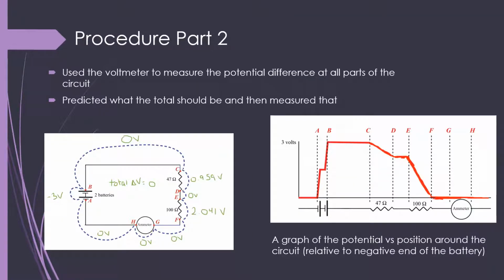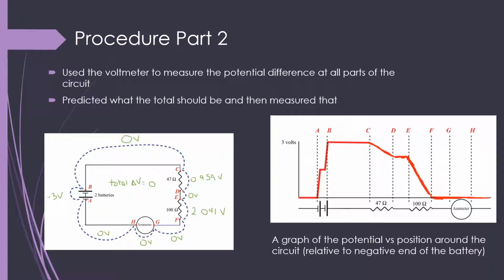The next part of the procedure involved using the voltmeter to measure the potential difference across all different parts of the circuit. Everything except the two resistors and across the batteries had a potential difference of 0, as seen in the bottom left photo. The first resistor had a potential difference of 0.959 volts. The second resistor had a potential difference of 2.041 volts, and the batteries had a potential difference of -3 volts. All in all, this created a total potential difference of 0 across the entire circuit.